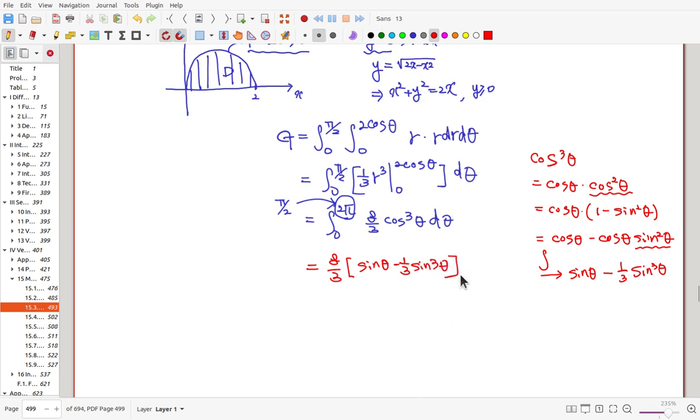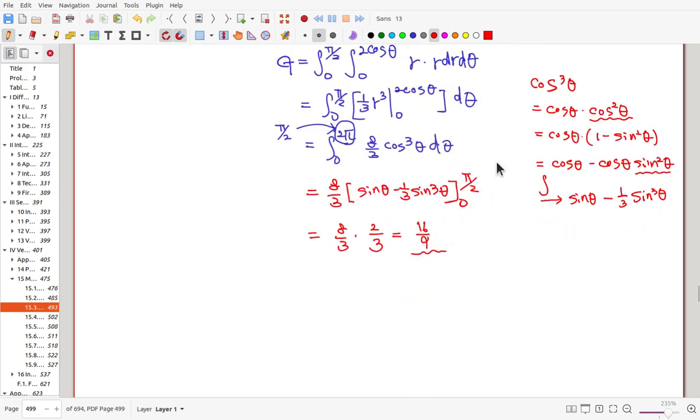Theta is moving from 0 to pi over 2. When theta is 0, that's 0, but at pi over 2, sine theta is 1 and sine cubed theta is again 1. So we have 8 over 3 times 1 minus one third. That's 2 over 3, so the result is 16 over 9. That's the final answer.